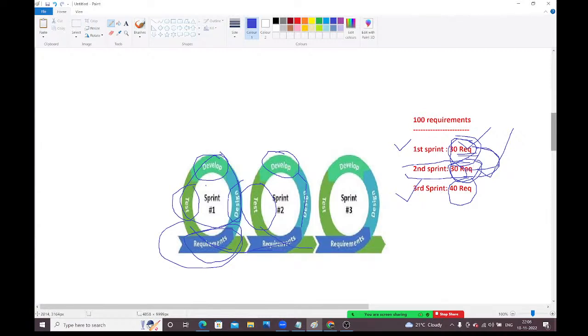In the next sprint, 30 plus 10, so 40 is there. We'll see how many stories we can complete within 2 weeks. Those we will finish, and the remaining we will forward to the next sprint. Like that, if any stories are pending, those stories will be forwarded to the next sprint, guys.